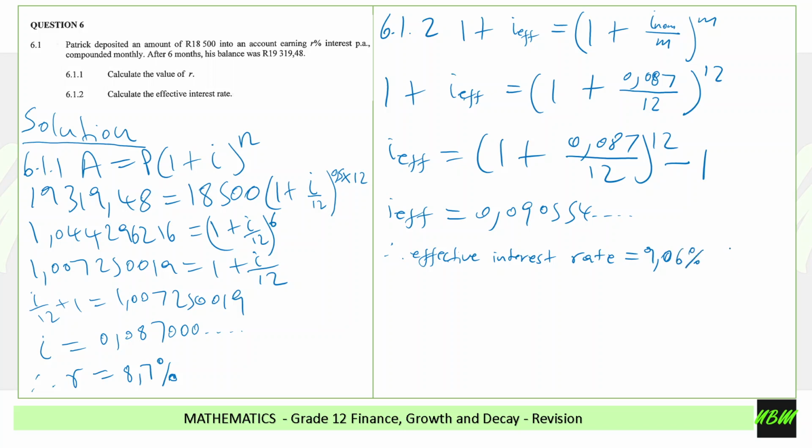This will be our effective interest rate.